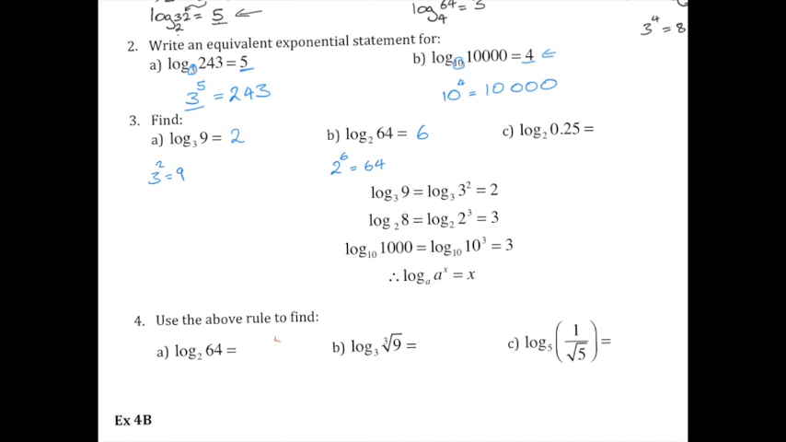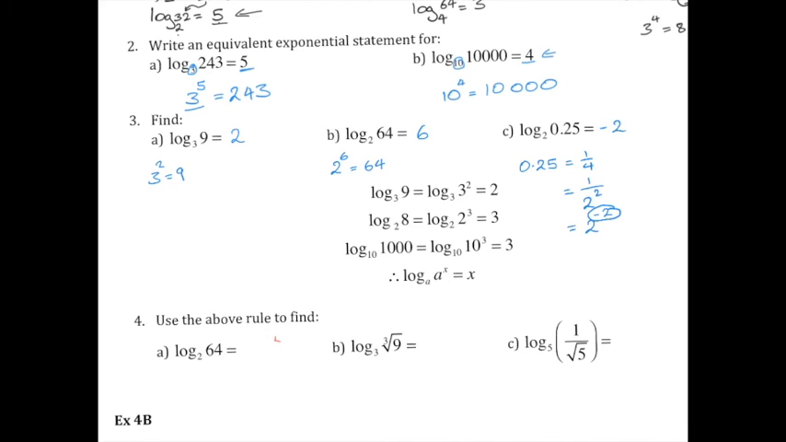Next one. Log of 0.25 base 2. Okay, well, think about it this way. 0.25 is just a quarter. So 0.25 equals a quarter, which equals 1 over 2 squared, which equals 2 to the negative 2. So negative 2 is the power, so that's our answer.